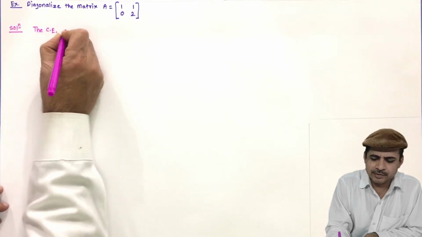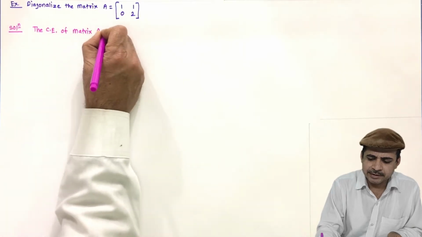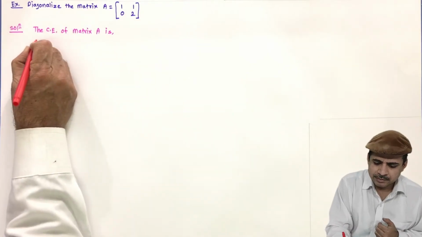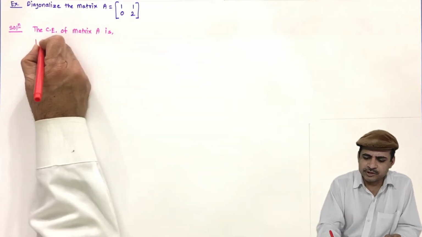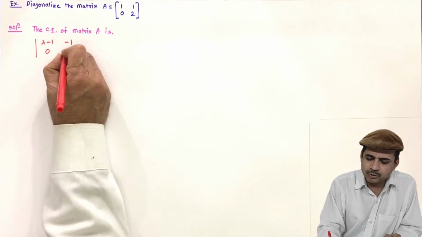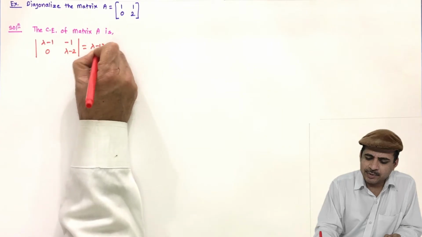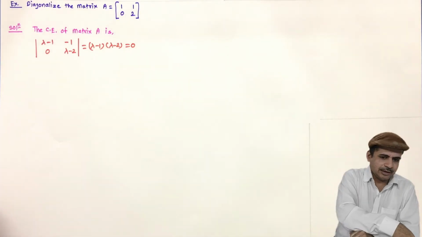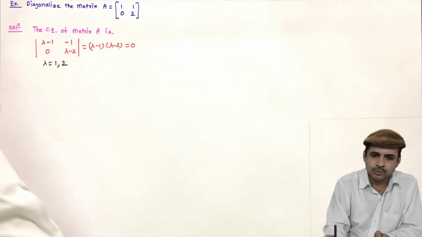The characteristic equation of matrix A is determinant of lambda I minus A equal to 0. So for this matrix it will be the determinant of [lambda minus 1, 0; lambda minus 2], which gives lambda minus 1 into lambda minus 2 equal to 0. And that means the eigenvalues are lambda equal to 1 and 2.